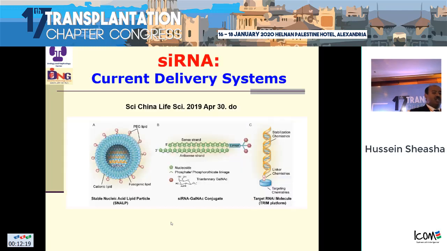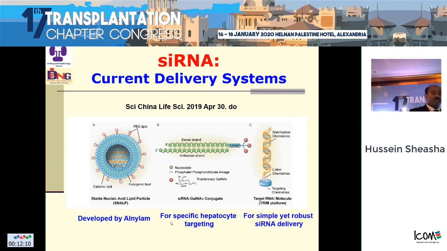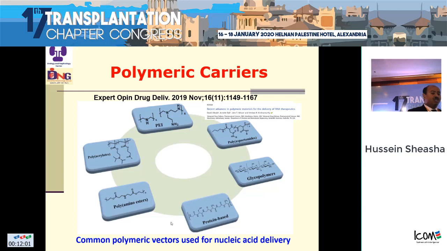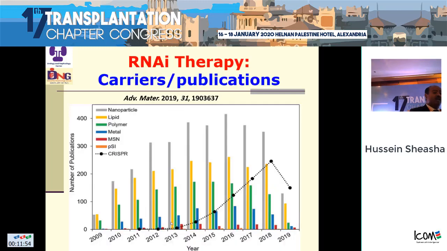So carriers are essential. These are the common three carriers, either lipid bilayer or N-acetylgalactosamine, or this simple but yet robust siRNA delivery. A lot of others, lipids, polymers, and as you see, multiple polymers are there. So all the time there is refinement and innovation in the carriers of RNA. And this is the list of publications depending upon the type of the carriers during the last decade.